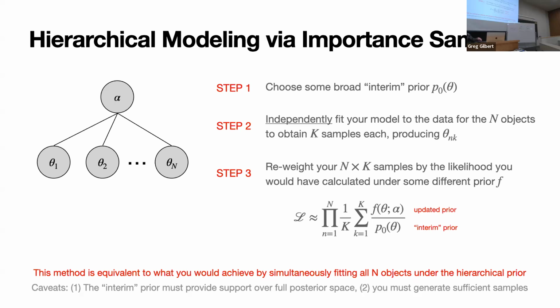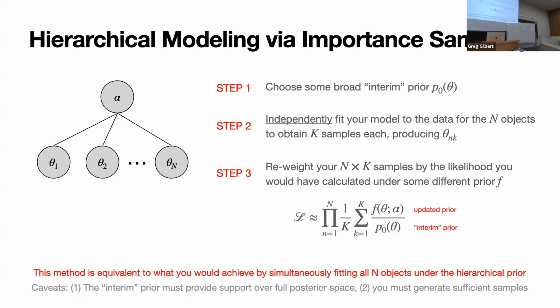This is a technique called importance sampling. We're going to also talk about this in more detail tomorrow. But it's essentially you're just taking the likelihood and updating the prior by weighting it compared to whatever your broad interim prior was. And as long as that interim prior is weak enough that you can sample from the full allowed posterior space, you get equivalent results to if you had fit everything simultaneously.